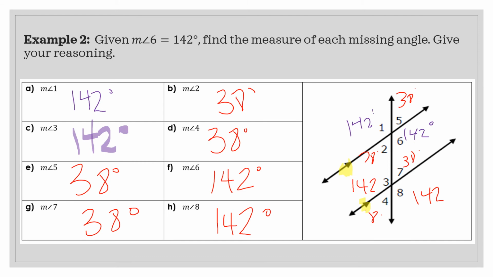3 and 6 are alternate interior angles, so they should have the same measure. 2 and 7 are alternate interior angles. They should have the same measure. So I can use all of these new angle pairs to justify why or how I got each angle measure.